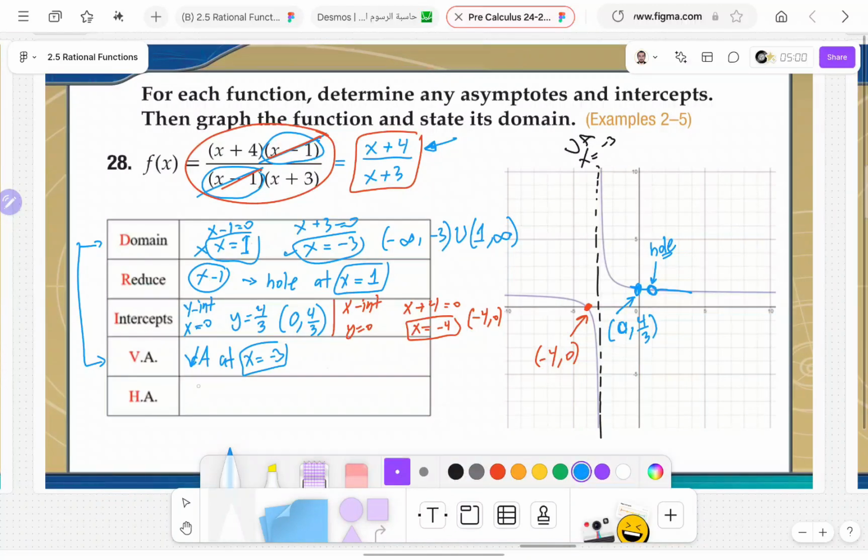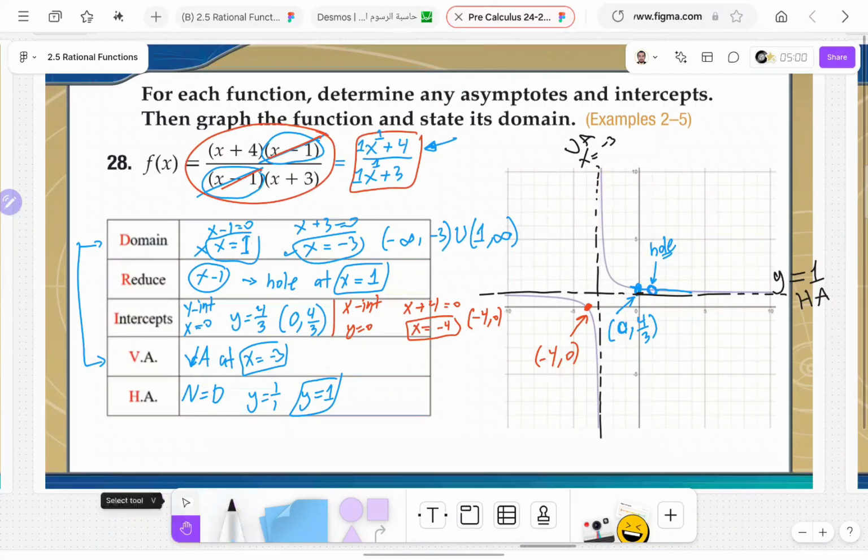Then the horizontal asymptote, look to the power. As you can see, this is 1 and this is 1. So the numerator is equal to the denominator. So we take the coefficients. The coefficient here is 1, the coefficient here is 1. So y is equal to 1 over 1. The horizontal asymptote is equal to 1. And as you can see, this is 1, and this one here is the horizontal asymptote, which is y equal 1.